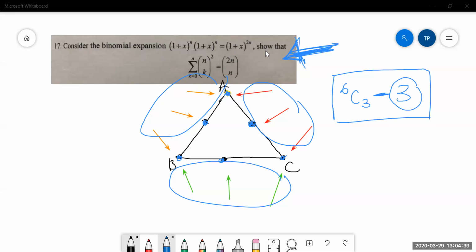Wait, the minus 3 is for why? Because of what again? These 3 scenarios. Because I cannot choose these 3 points, I cannot choose these 3 points, I cannot choose these 3 points. Okay, okay, okay.